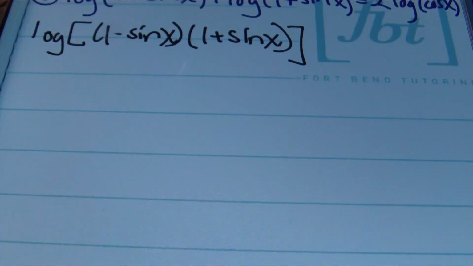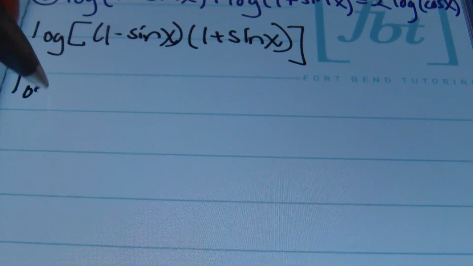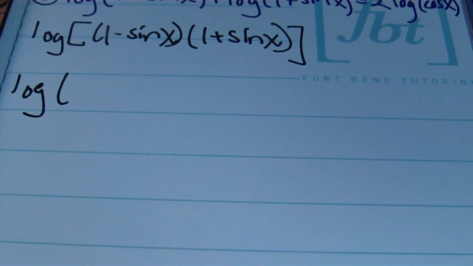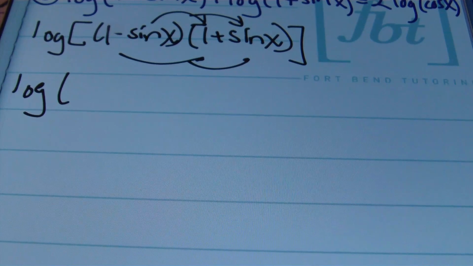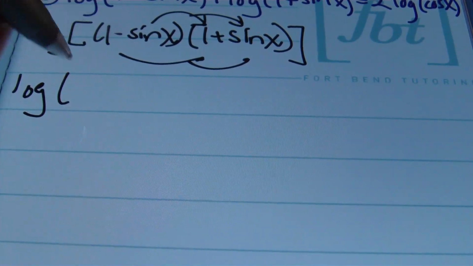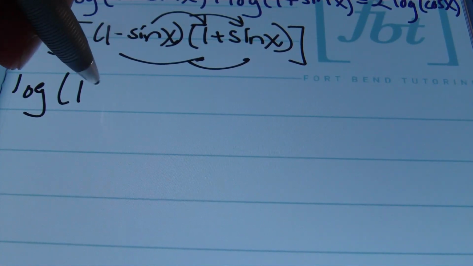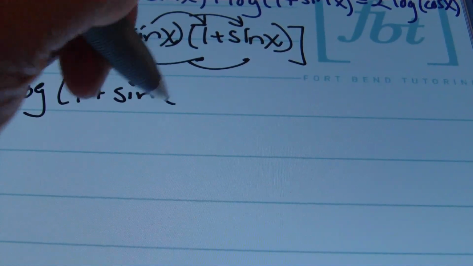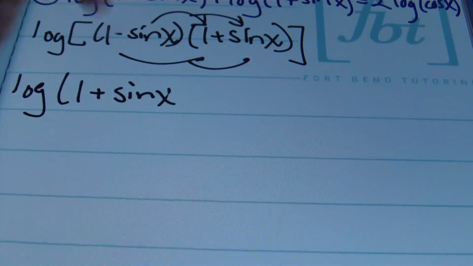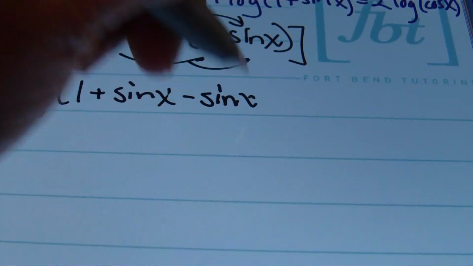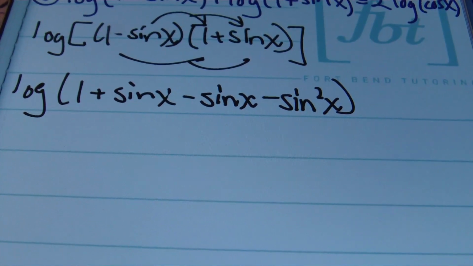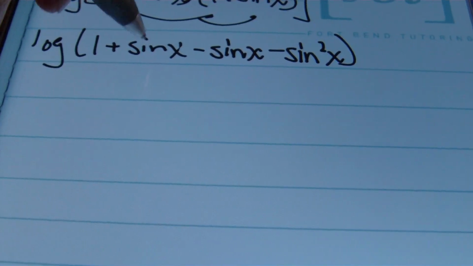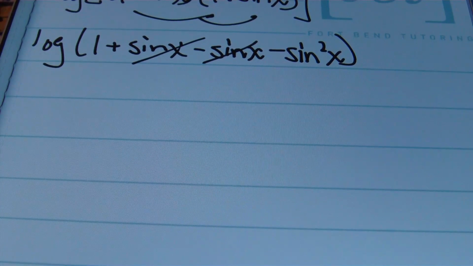Then I'll be multiplying these two binomials here. So I'm going to bring down that log here, and let's go ahead and just get our arrows popping, right? Okay, so 1 times 1 is 1. 1 times sine x is sine x. Then negative sine x times 1 gives me a negative sine x. And then negative sine x times sine x is negative sine squared x. Just like that. What happens to your middle terms here inside the parentheses? They cancel. Those are additive inverses.